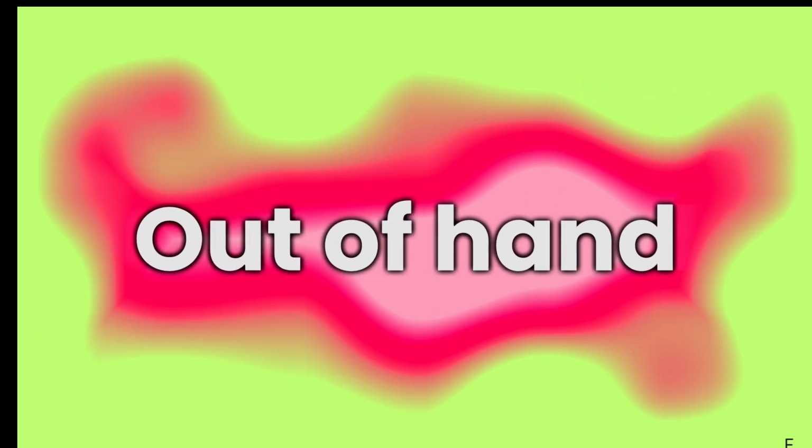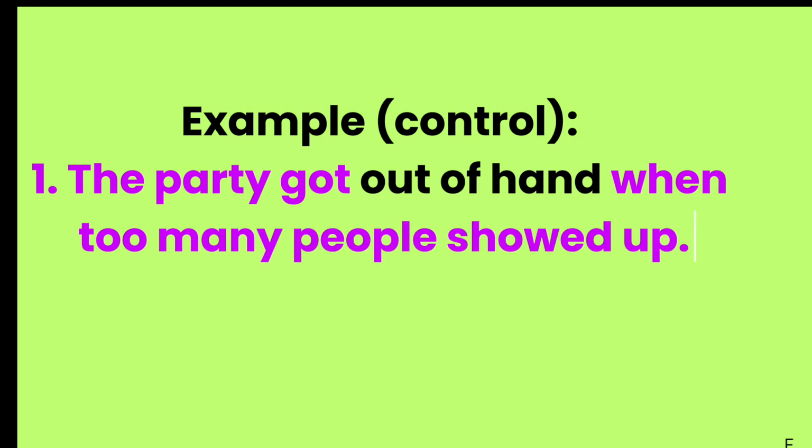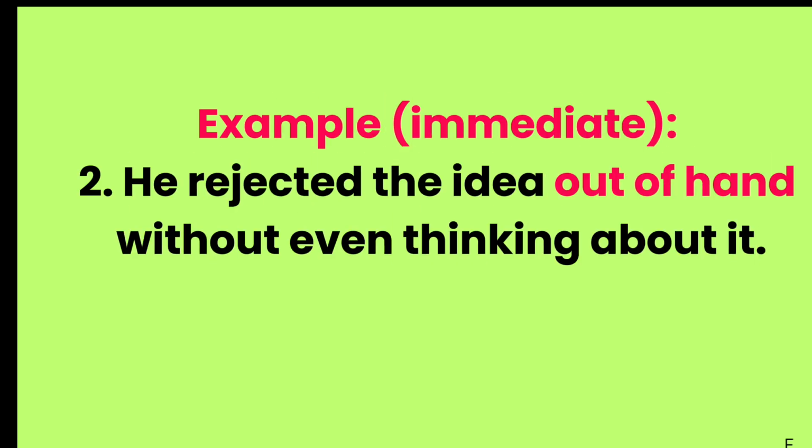Out of hand. Definition: beyond control, immediately or without consideration. Example, control. 1. The party got out of hand when too many people showed up. Example, immediate. 2. He rejected the idea out of hand without even thinking about it.